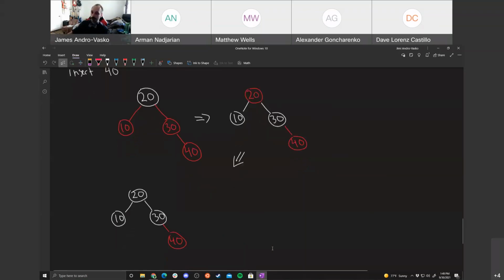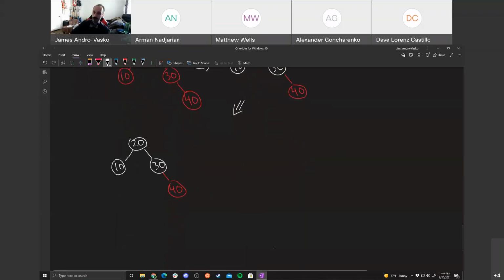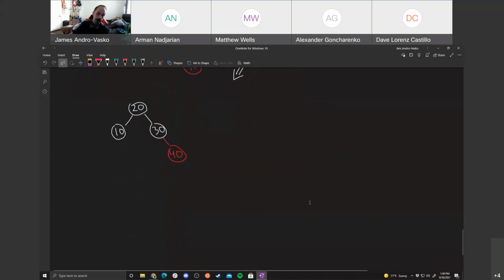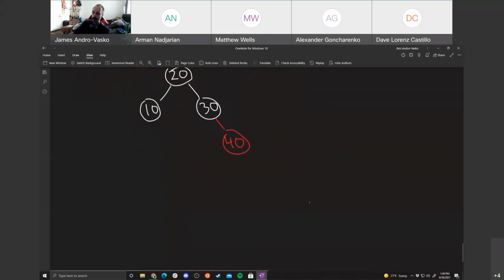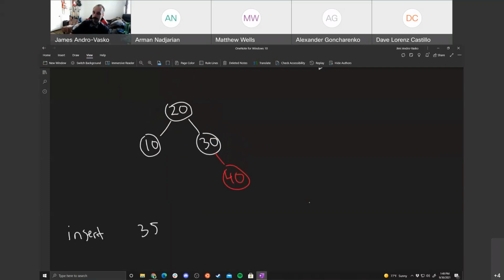of our goal. So now using this tree we have over here, we want to go ahead and insert 35. Zoom out just a little bit so it'll be easier to see this. Insert 35. Go ahead and now just copy this picture.